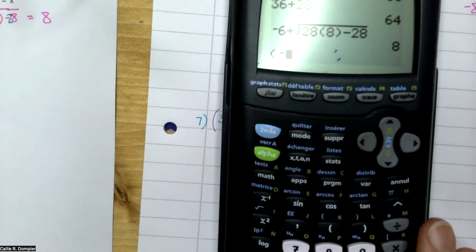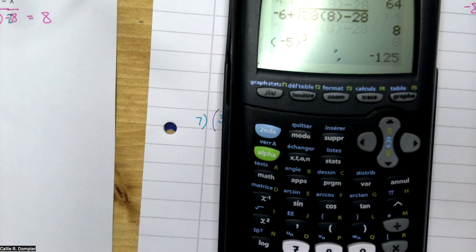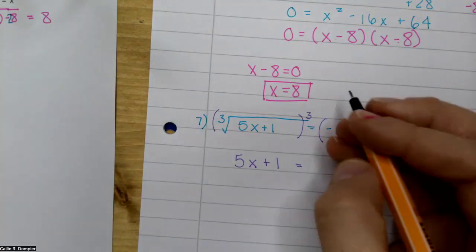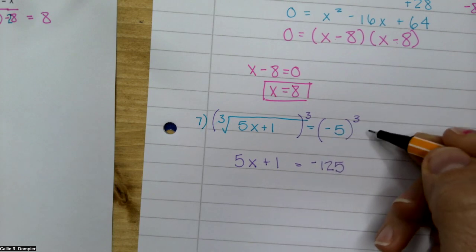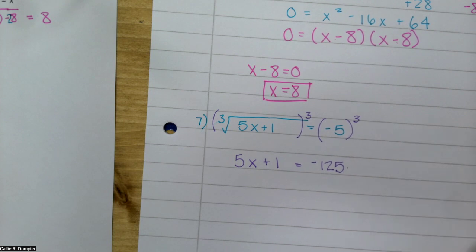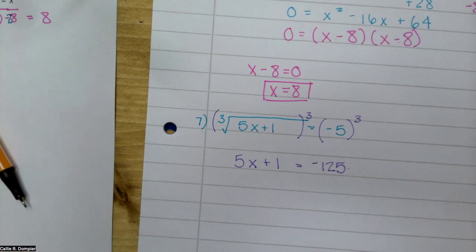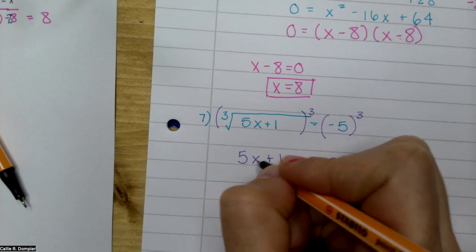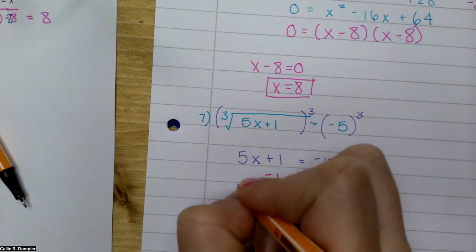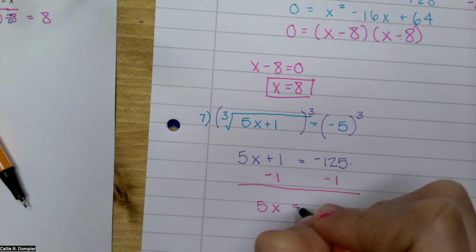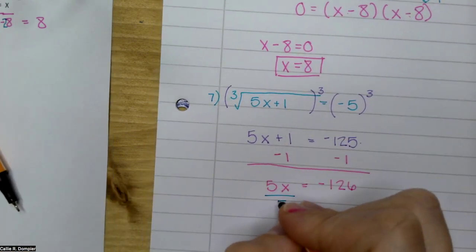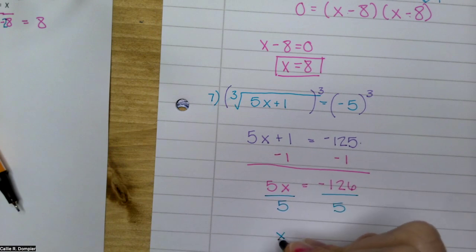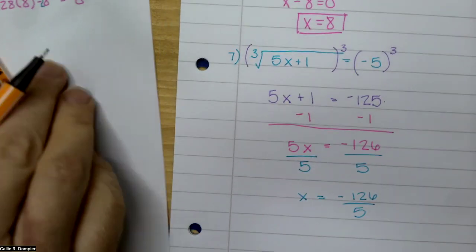because -5 cubed is -125. So you can get a negative if you're multiplying -5 times -5 would be a positive 25 times -5 becomes a -125. Good. Now we're just going to solve for x. So -125 equals 5x plus 1. Subtract that 1 to get 5x equals -126. x is being multiplied by 5, so we're going to divide by 5. And we get x equals -126 fifths. And that is our answer.